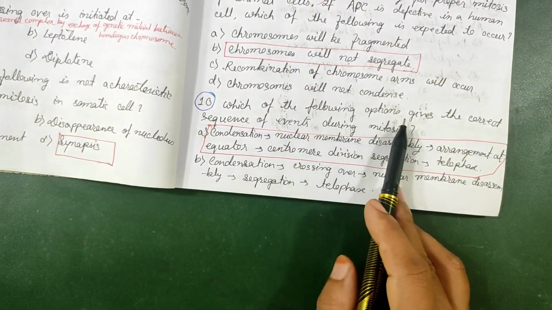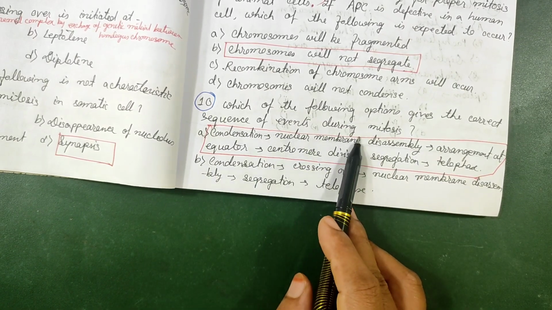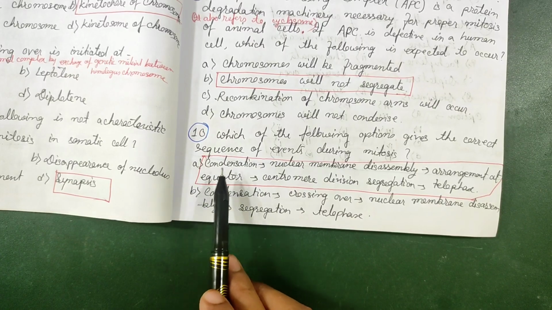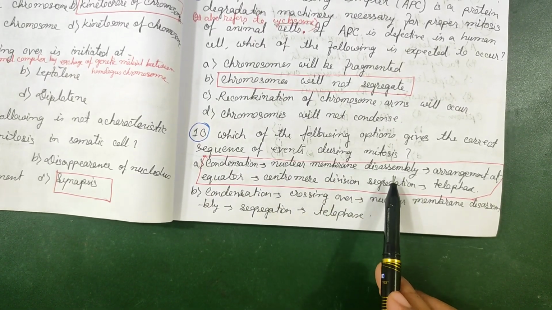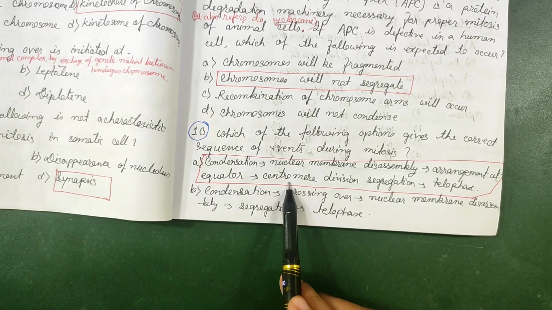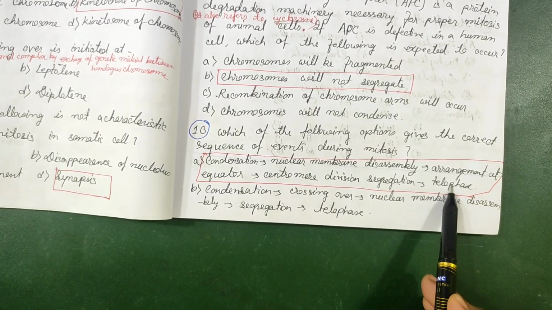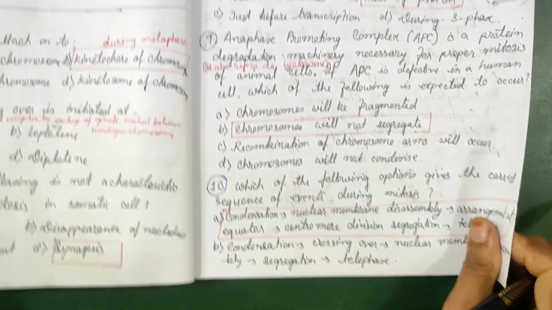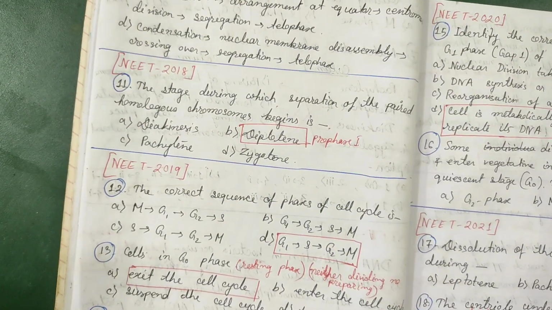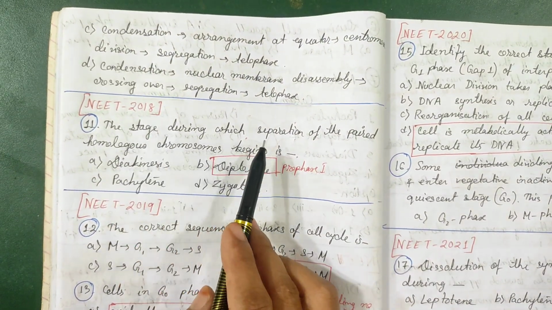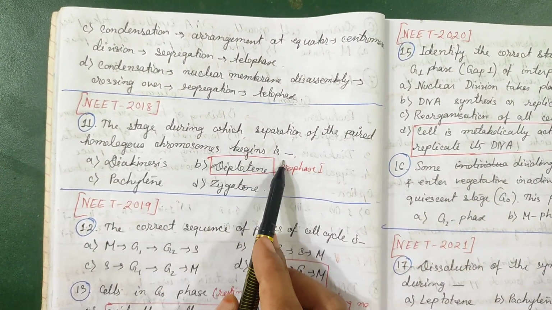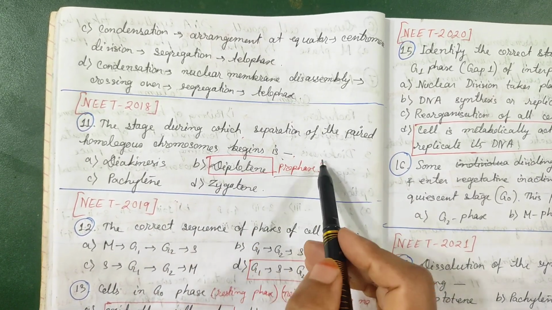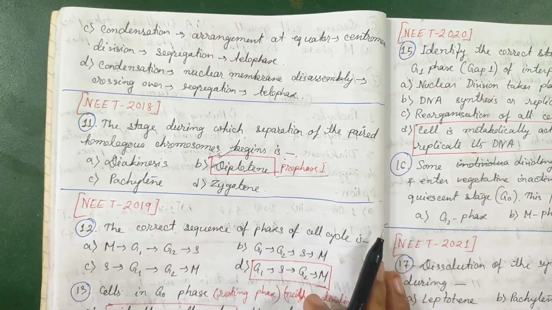Next question, which of the following options gives the correct sequence of events during mitosis? During mitosis, option number A is correct, where the sequence is condensation, nuclear membrane disassembly, arrangement at the equator, centromere division, segregation and telophase. This is the correct option during the mitosis stage, okay. Next question, 2018. The stage during which separation of the paired homologous chromosomes begins. So separation of paired homologous chromosomes always begins in prophase 1 of meiotic division, that is the diplotene stage, okay.